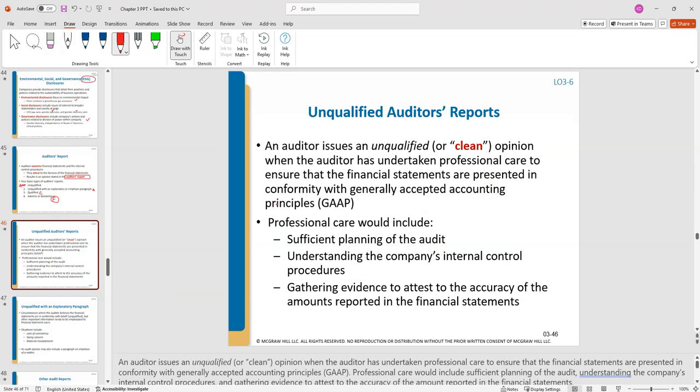The starting point here, the A plus grade, and you'll learn more about this in your audit class, is a clean opinion. An auditor issues an unqualified or clean opinion when they have undertaken professional care to ensure the financial statements are presented in conformity with GAAP. Essentially, we're saying these financial statements conform with and fairly present everything in light of the rules of GAAP, okay?